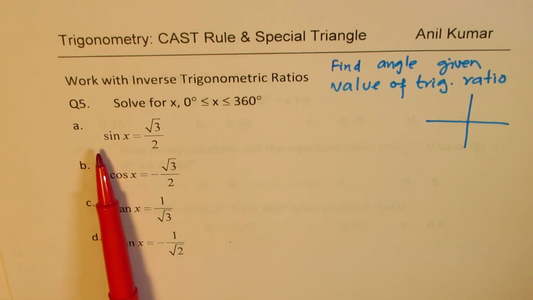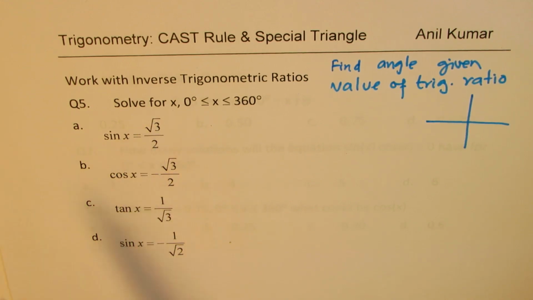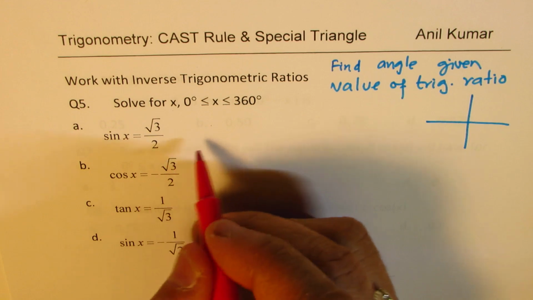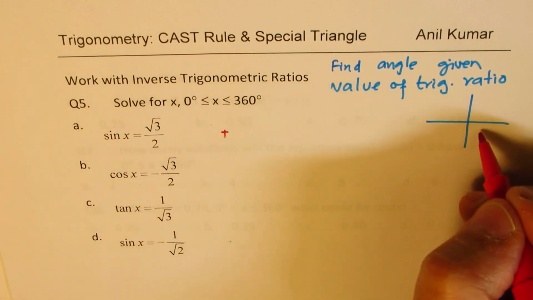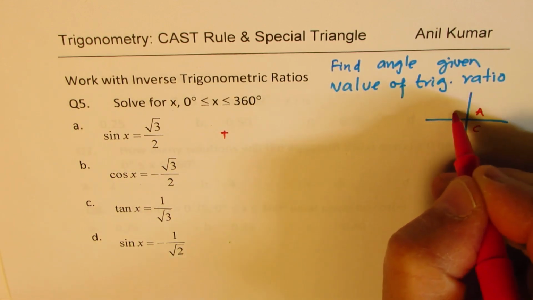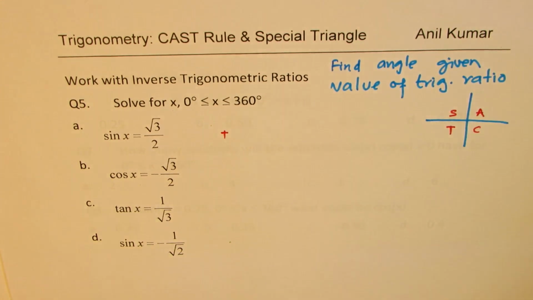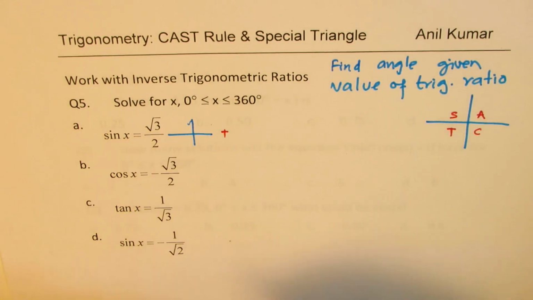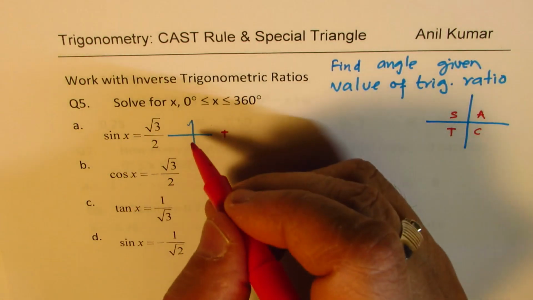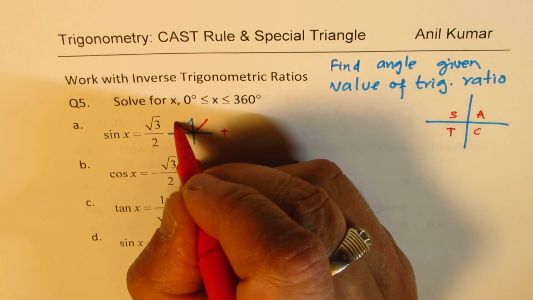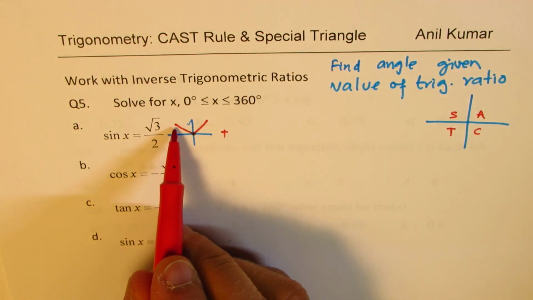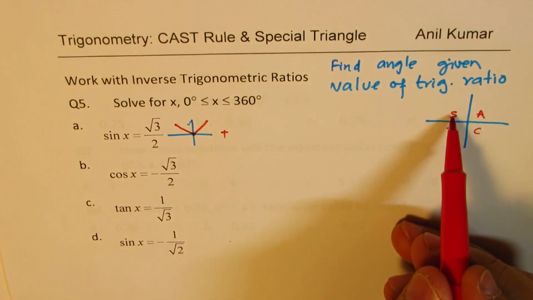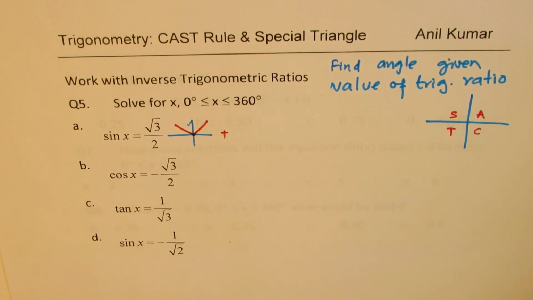So that is what we are trying to focus on. The very first question is sin x is square root 3 over 2. So square root 3 over 2, we know it is positive. Let's write down our rule. So in this particular case, we'll make a small thing here itself. It will help. When we say positive, we are looking for two answers, one in quadrant 1 and the other one in quadrant 2, since sine is positive in quadrant 1 and 2. Does that make sense to you?